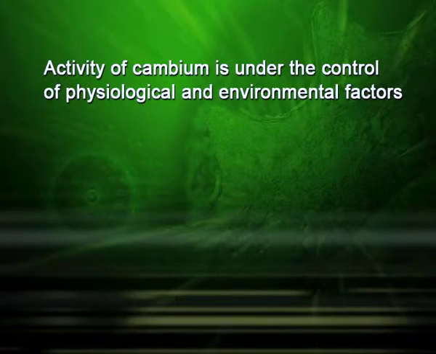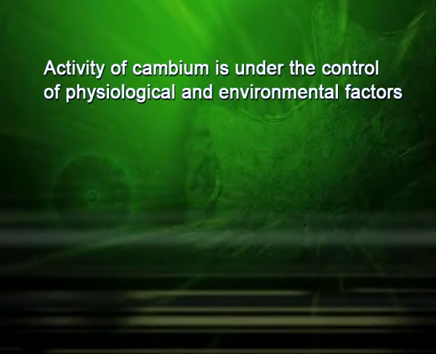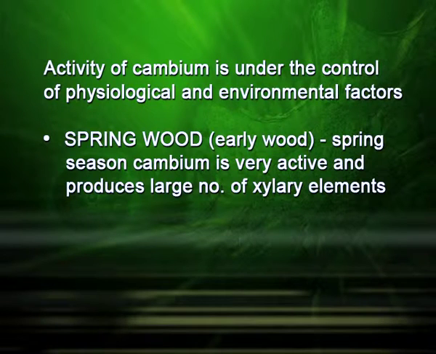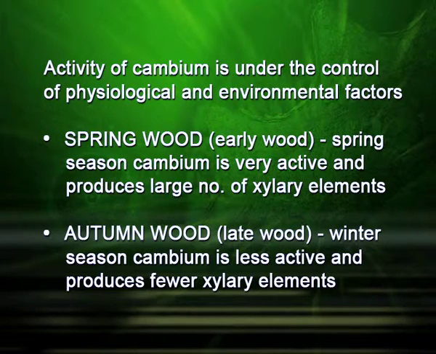The activity of cambium is under the control of physiological and environmental factors, and basing on this, the woods are named accordingly. The spring wood is generally found in the spring season where the cambium is very active and it produces a large number of xylary elements. It is also known as the early wood. The autumn wood is also called the late wood, which generally develops in the winter season where the cambium is less active and produces fewer xylary elements.